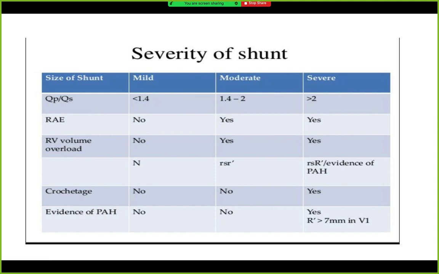Similarly, if you notice there's a right atrial enlargement, you can already notice most of the things are going to the right side rather than the left side. So if there is right atrial enlargement, the chances are it will be towards the worse side, so it is moderate or severe. Similarly, for the RV volume overload, again it can be moderate or it can be severe, isn't it?